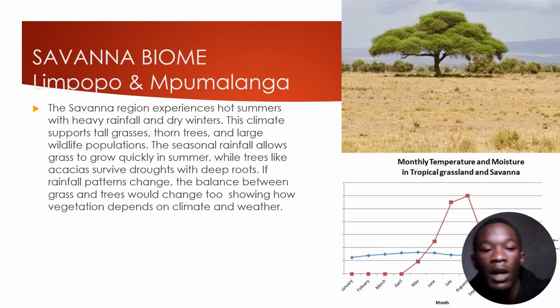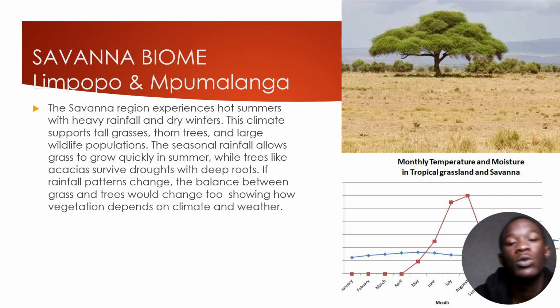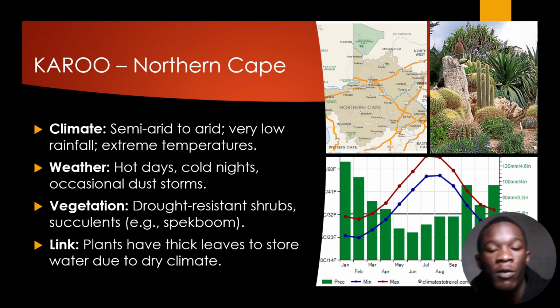The seasonal rainfall allows grass to grow quickly in summer, while trees like acacia survive drought with deep roots. If rainfall patterns change, the balance between grass and trees will change, showing how vegetation depends on climate and weather. On our far right, there's a picture showing us the savanna biome found in the Limpopo and Mpumalanga region, and below it there is the rainfall pattern that shows us the monthly temperature and moisture in tropical grassland and savanna.